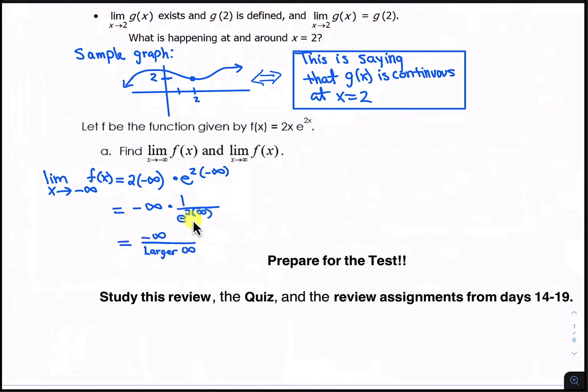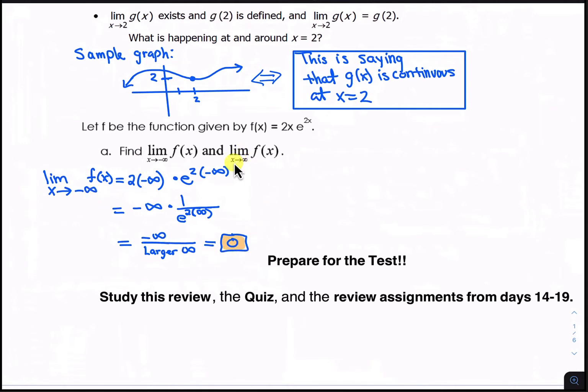Well, the denominator of this fraction is exponential, and that is growing faster than the numerator is. The numerator is growing at negative infinity, but the denominator is growing at a larger infinity. So what happens when the denominator grows faster than the numerator? That means the entire fraction is approaching 0. So the limit as x approaches negative infinity is 0.